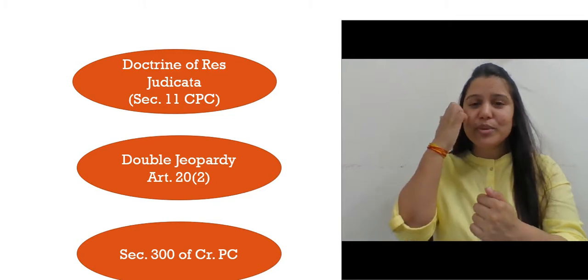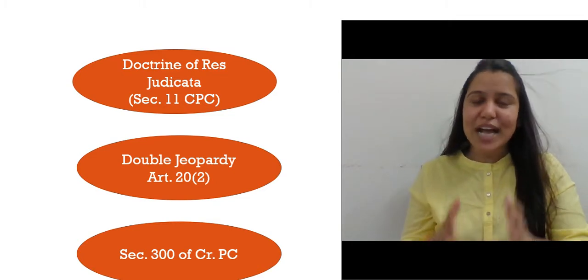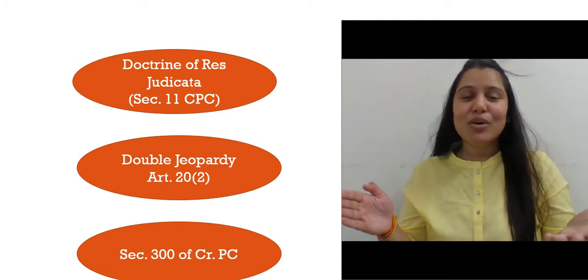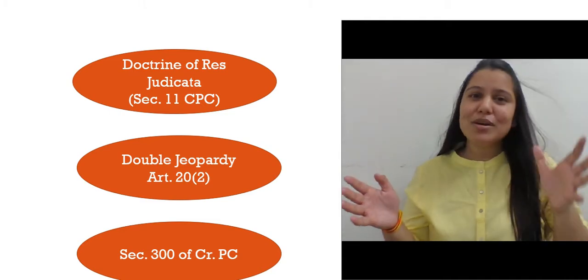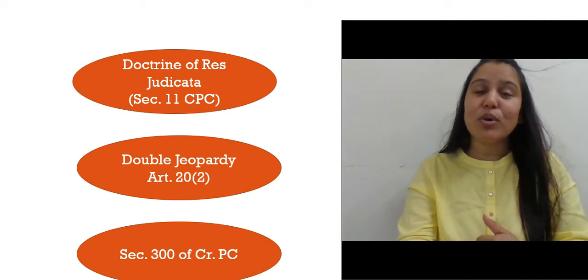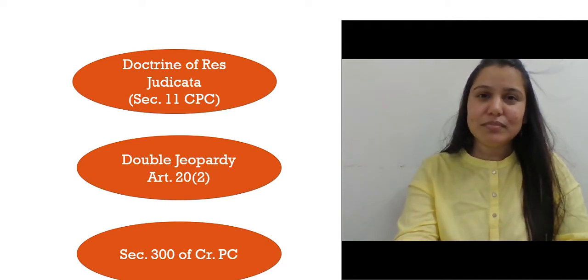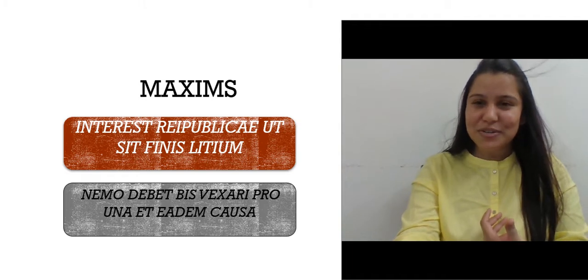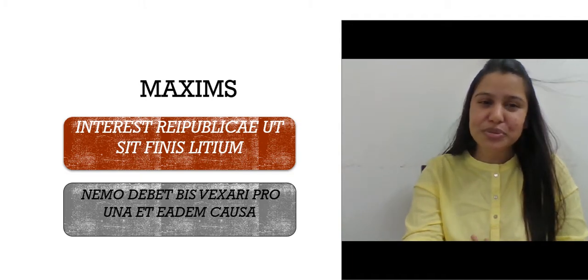You're getting my point? So when it comes to this section, it bars the present suit because there has already been a trial on the same matter and issue between the same parties. It does so in order to reduce the number of cases. Of course, there are already a number of cases in the country, so it helps reduce them.